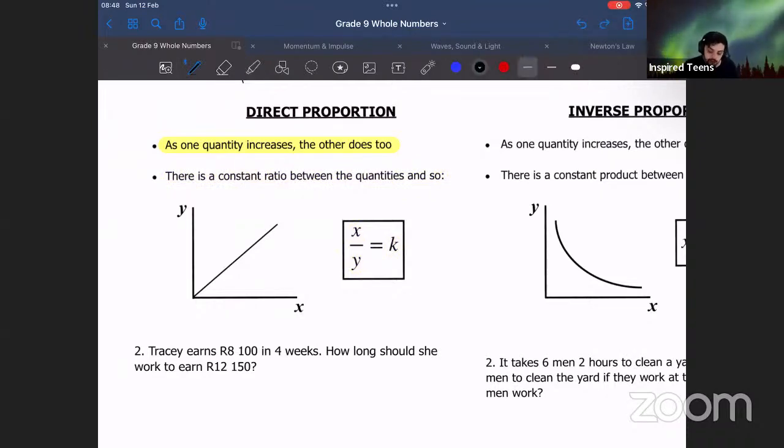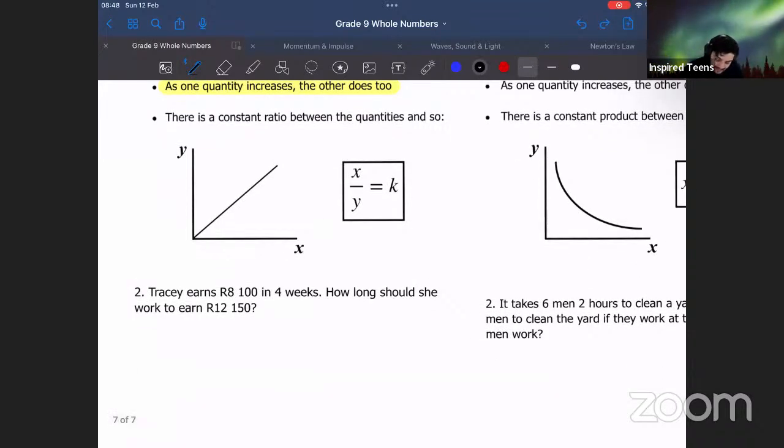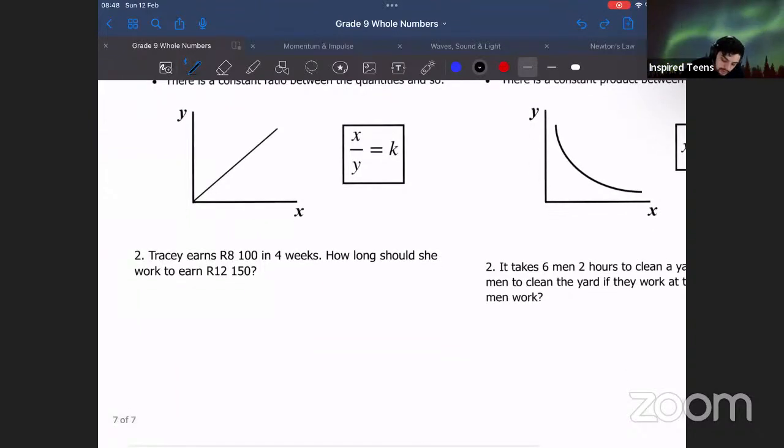That basically means when you take the quantity of one over the other, it's going to give you a constant ratio that applies for anything. So let's look at this example. It says Tracy earns 8,100 in 4 weeks. How long should she work to earn 12,150?